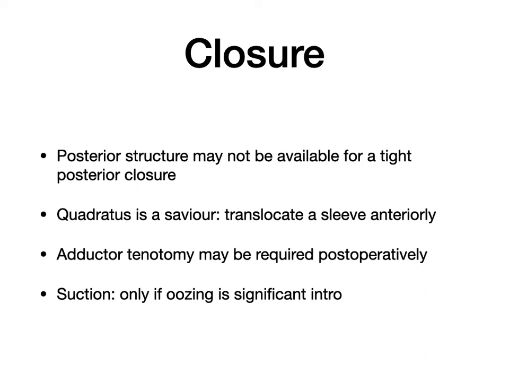Remember when you are closing that all the posterior structures may not be available for a tight posterior closure. In these cases, the quadratus femoris is severed, and a sleeve of this can be translocated entirely to cover the entire capsule. Remember to do an erector tenotomy in case you feel that there is an erector tendency to adduct the hip. The suction drain can be used only if there is significant oozing intraoperatively.